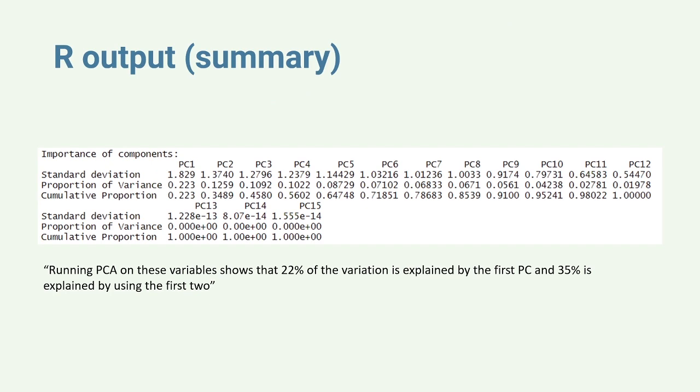So this is what the output is. You can see that there are 15 variables in this problem, and so there are 15 principal components. You'll see the standard deviation as well as the proportion of the variance explained and the cumulative proportion explained. So in your report, you could say something like, running PCA on these variables shows that 22% of the variation is explained by the first PC, and 35% is explained by using the first 2.